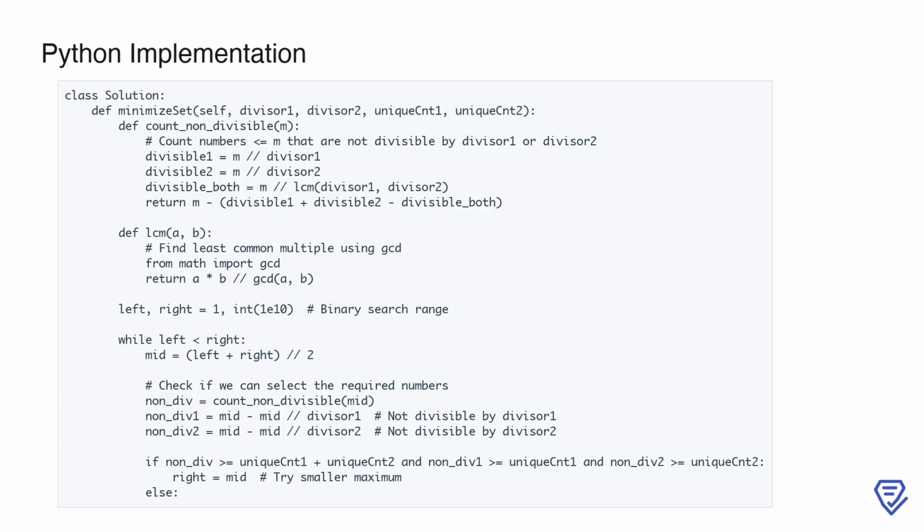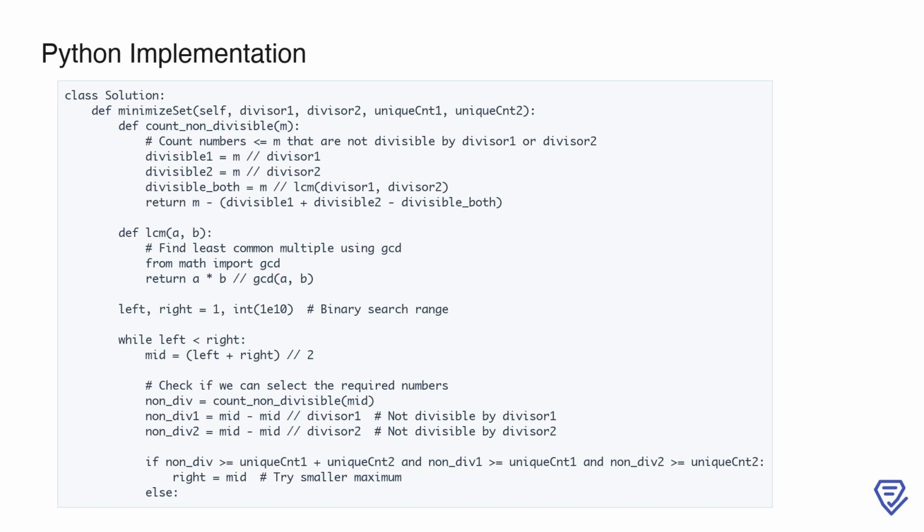First, we define the minimizeSet function inside the Solution class, which takes 4 inputs: divisor1, divisor2, uniqueCnt1, and uniqueCnt2. These inputs represent the two divisors and the desired counts of unique integers not divisible by these divisors. To help us calculate the count of numbers that are not divisible by either divisor, we define a helper function, count_non_divisible. This function uses the floor division operator to calculate how many numbers up to a given value m are divisible by divisor1, divisor2, and their least common multiple. By subtracting these counts from m, we obtain the desired count of non-divisible numbers.